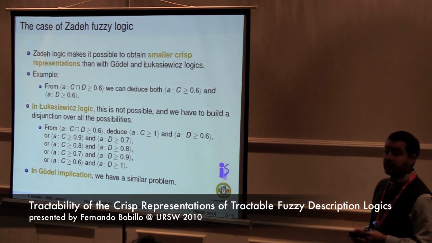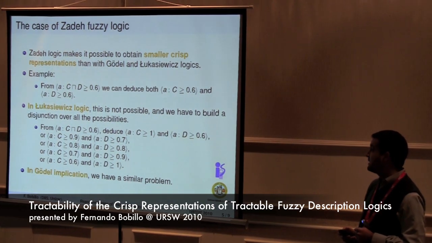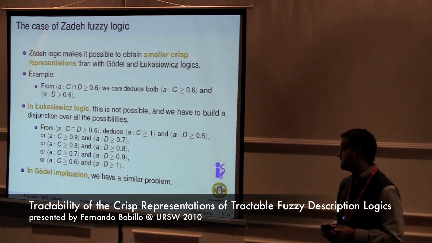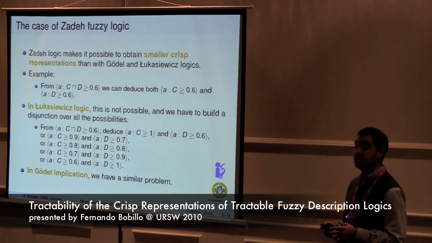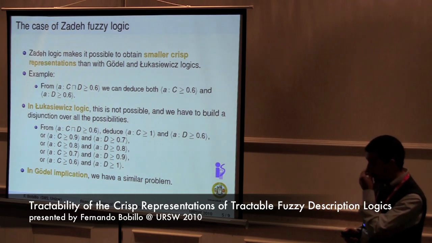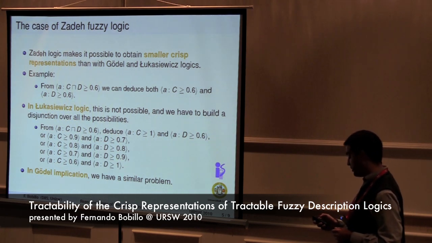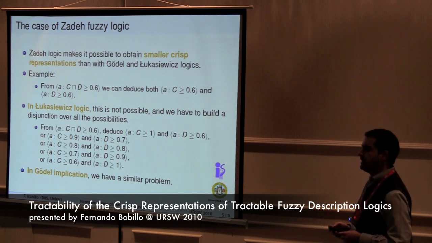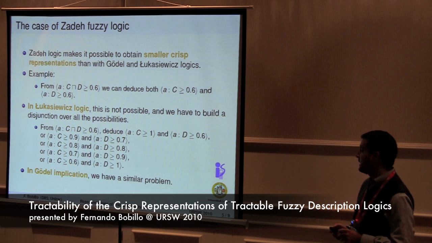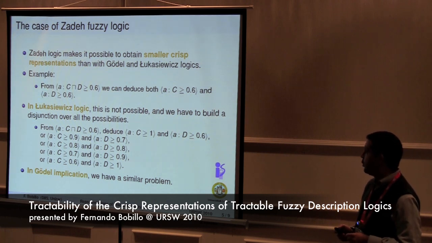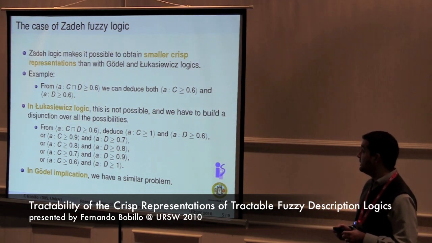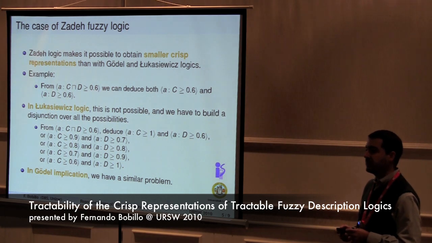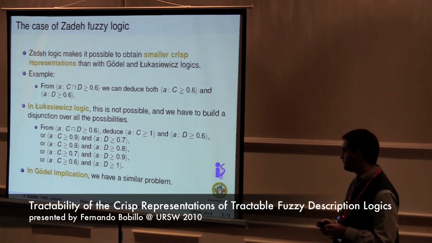Let us consider three cases, Zadeh, Gödel, and Łukasiewicz, and let's start with Zadeh, which is the easiest one. This logic makes it possible to obtain a smaller crisp representation than with Gödel and Łukasiewicz fuzzy connectives. Why? Let us see with an example. If we have this conjunction here, a is an instance of C and D with degree at least 0.7, 0.6, we can deduce both that it's an instance of C with this degree and it's an instance of D with this degree, because the semantics of the conjunction is given by the minimum t-norm.